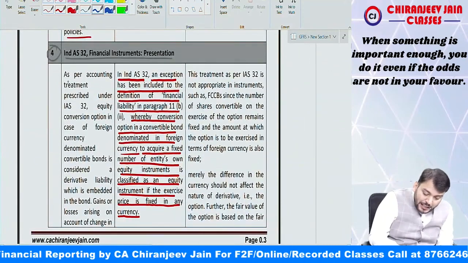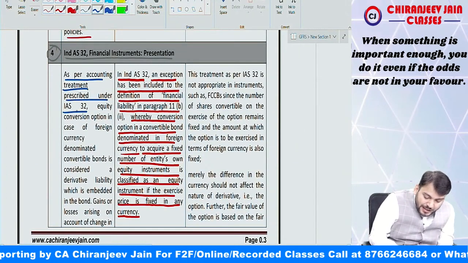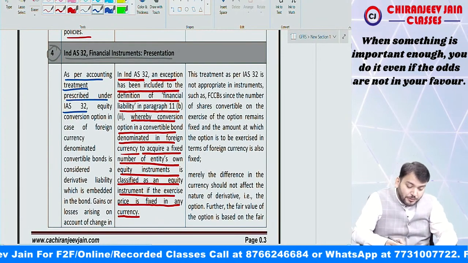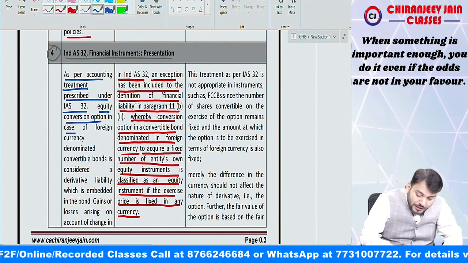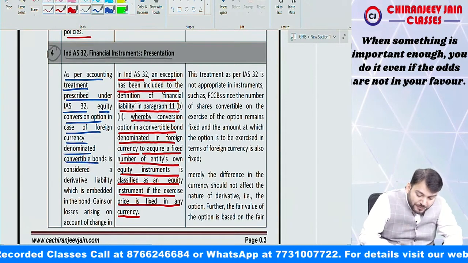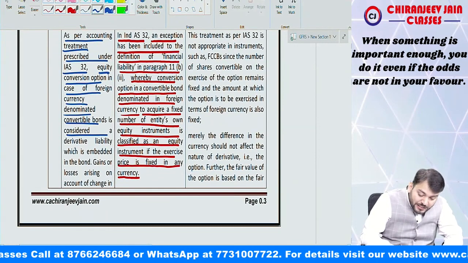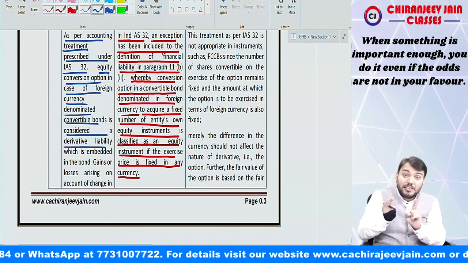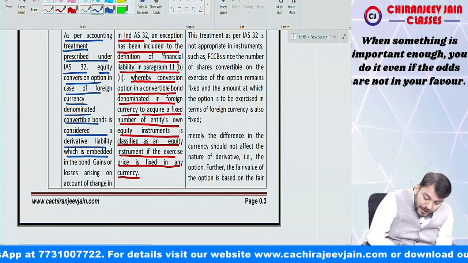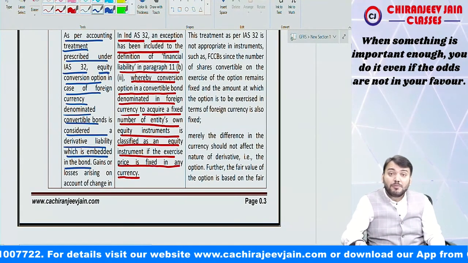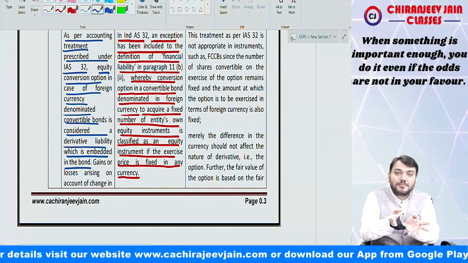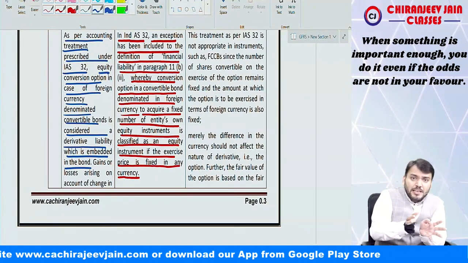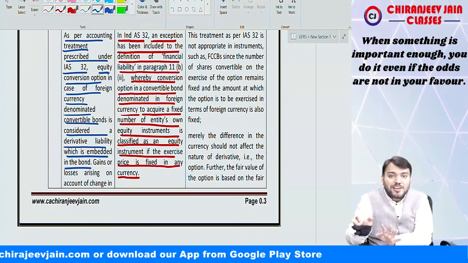Let's see. As per the accounting treatment prescribed under IAS 32, equity conversion option in case of foreign currency denominated convertible bond is considered as derivative liability. It is a derivative liability which is embedded in the bond, means it will be considered as embedded derivative. And whenever there is an embedded derivative, can you see it needs to be split from the host contract.